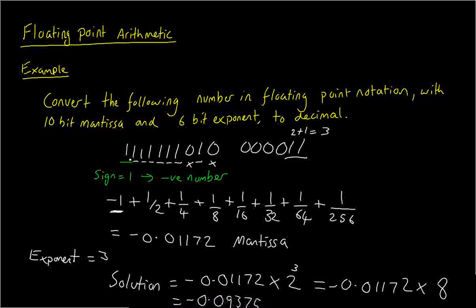So watch out if you get a question that is negative, right? You have to spot that the sign bit is 1, and if the sign bit is 1, then you start off, when you add your fractions, by remembering to add minus 1 to your answer. And then it's the same as other floating point arithmetic questions that are positive numbers.